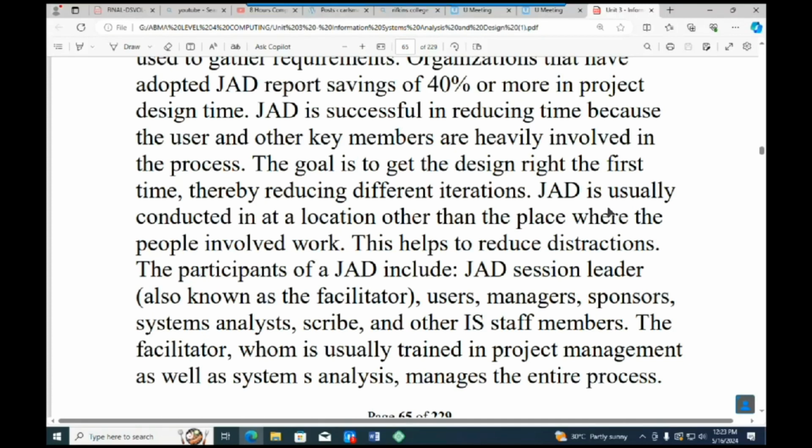The analyst can be distracted by less essential or less important events. The joint application development sessions have leaders, and these leaders we normally call facilitators. The participants can be users, managers, sponsors, system analysts, scribes, and even other information system staff members.